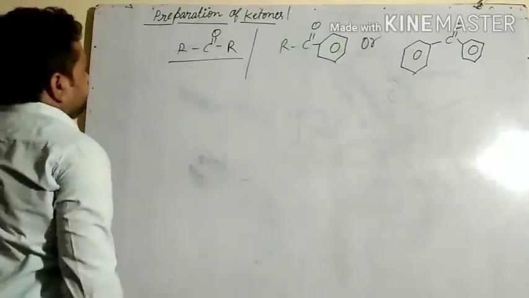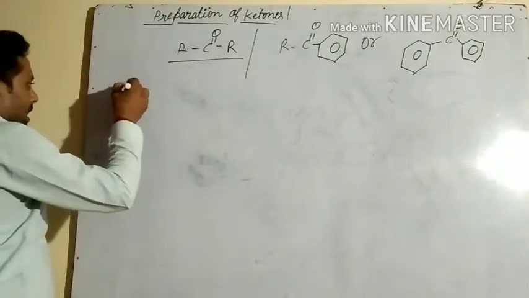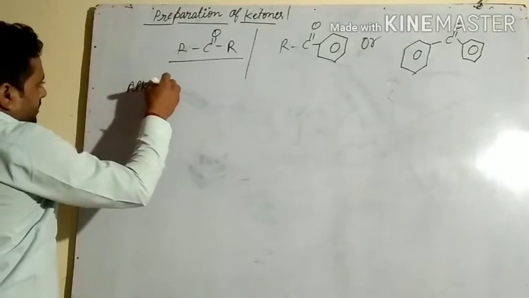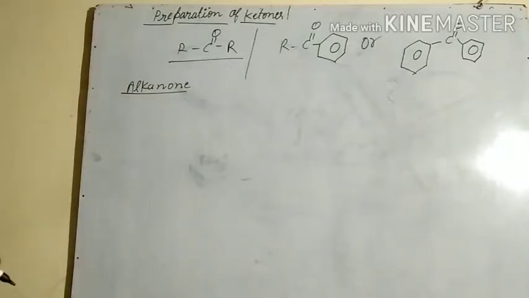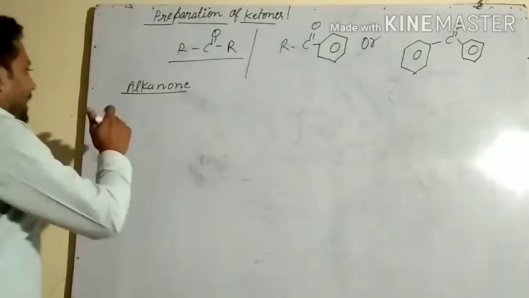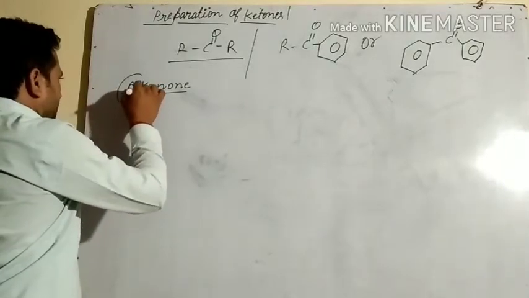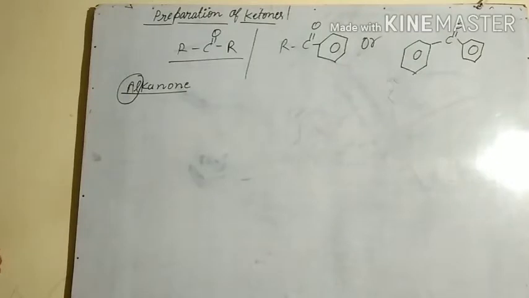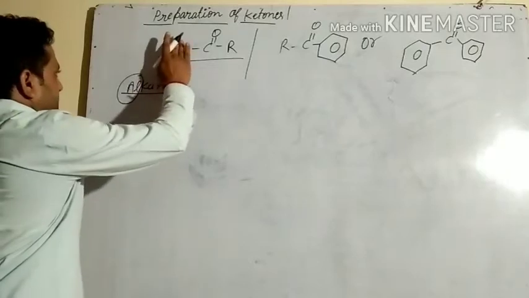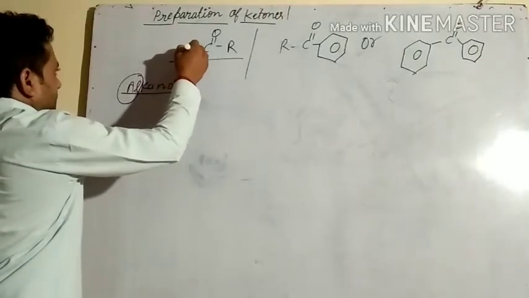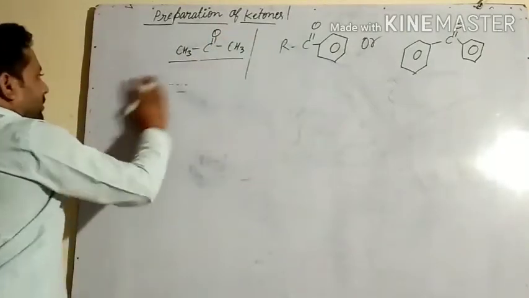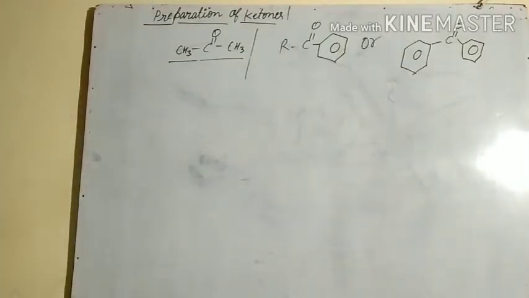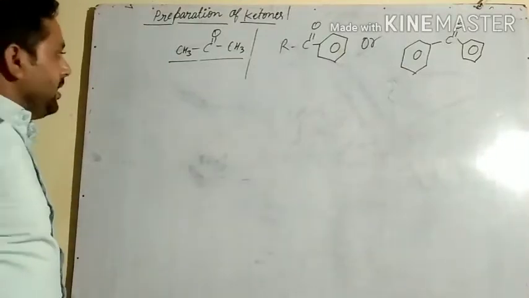So the name is alkanone. Alkanone. Okay. Ketone, alkanone. Alka means alkyl group. Alkyl group means alkane plus one. We can write it. So if I write this like this here, the name of this compound will be, I told the general name, alkanone.